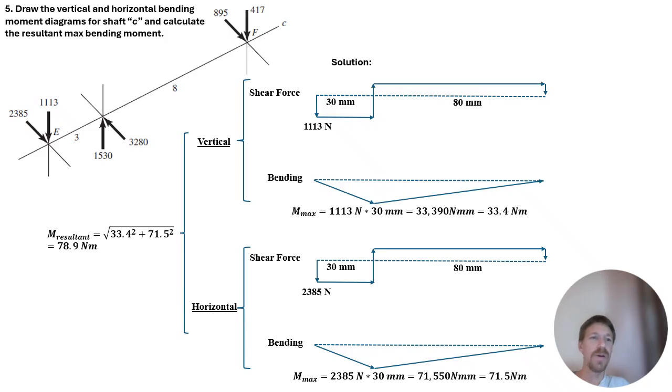The maximum bending moment is going to be the reaction load at the bearing times the distance that you go across to that gear. So the max bending moment for the horizontal is 2385 times 30 millimeters. That's 71.5 Newton meters. And the resultant is going to be the square root of each of those squared. So the square root of 33.4 squared plus 71.5 squared, and that is 78.9 Newton meters.